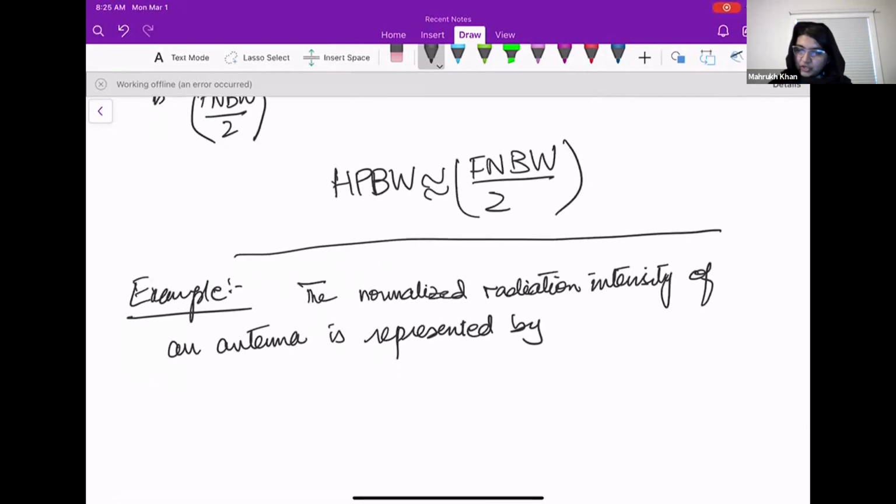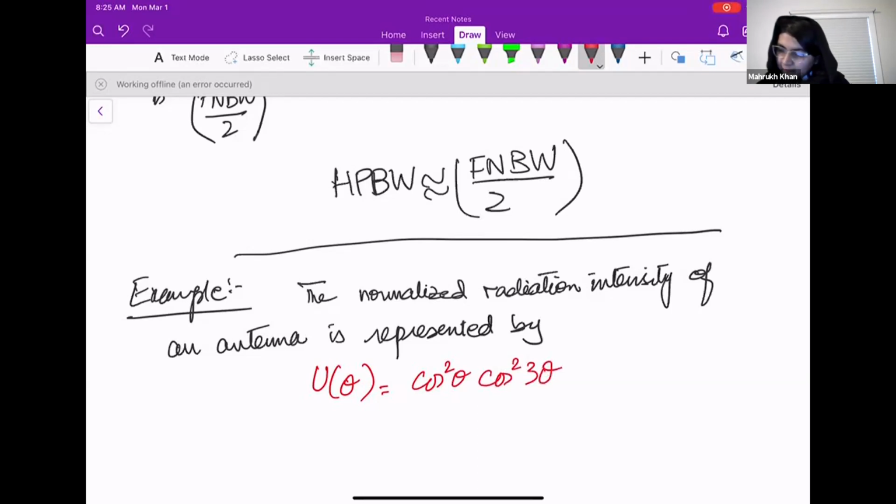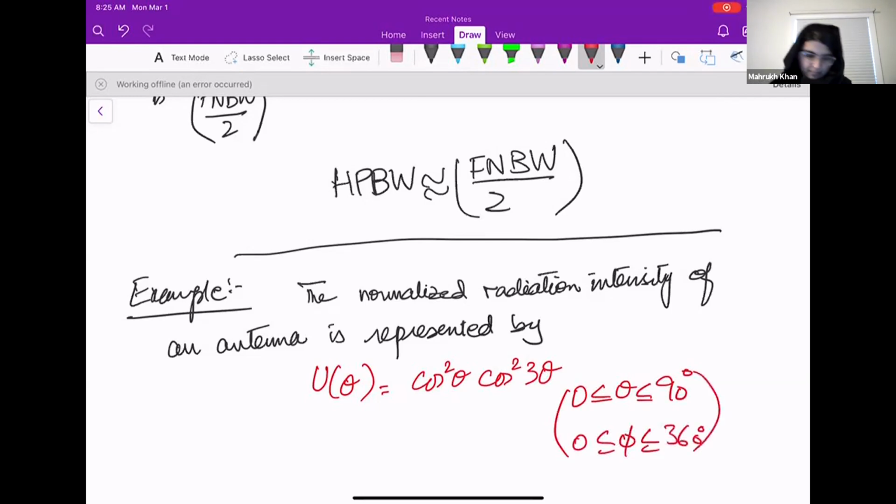The normalized radiation intensity of the antenna is represented by this expression, where theta changes between 0 to 90 and phi changes between 0 to 360. Okay, can you tell me what comes to your mind when I say theta varies from 0 to 90? What am I talking about?